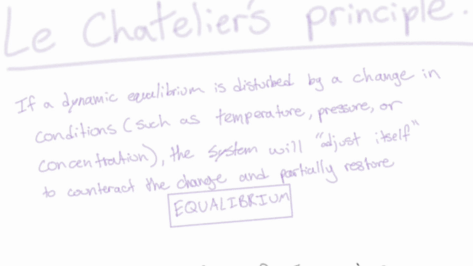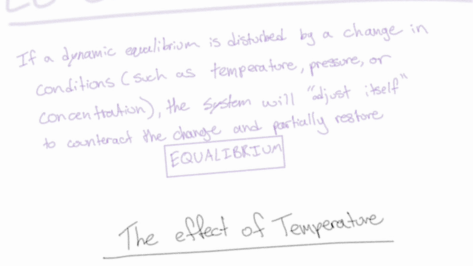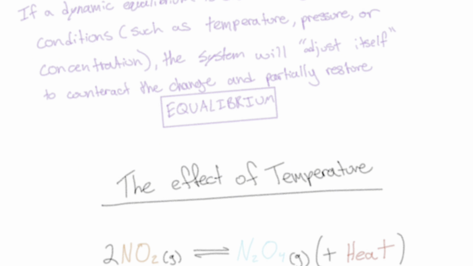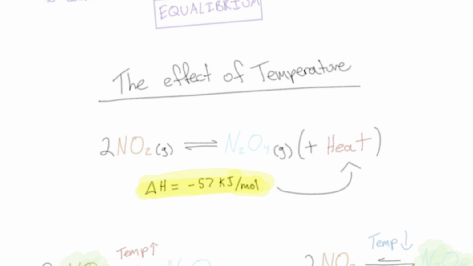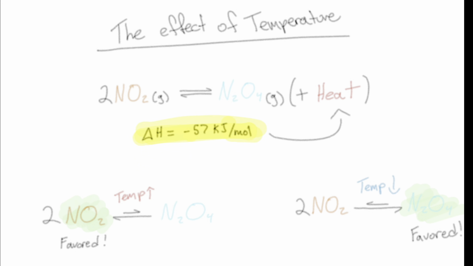Le Chatelier's principle states that if a dynamic equilibrium is disturbed by changing conditions, the system will adjust itself to counteract the change and partially restore equilibrium. In this first example, we're going to explore how temperature can shift the equilibrium of a system.